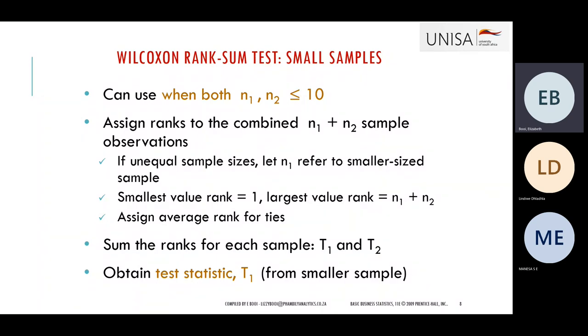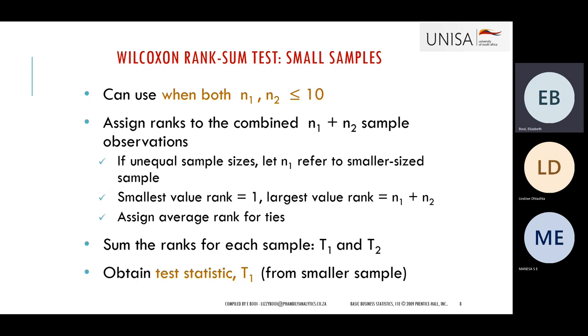Some of the things that we need to be aware of is that we need to use it when both your sample size 1 and sample size 2 are less than 10, and we assign the ranks to determine which one will be your N1 and N2 samples observation. And if unequal samples, then the sample that has the smaller sample size will be your N1. And that will be our smallest rank value of 1, and our largest rank will be N+2.